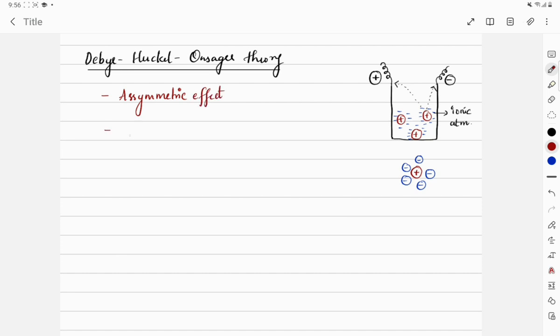And there is one more effect called the electrophoretic effect. That is based on how the solvent molecules surround the ion species present in the solution. That is also somewhat similar to this explanation, but we are not going into detail on those theories because what we are interested in here is the Debye-Huckel-Onsager equation for strong electrolytes, not deep into their theory. So let's look into the equation.